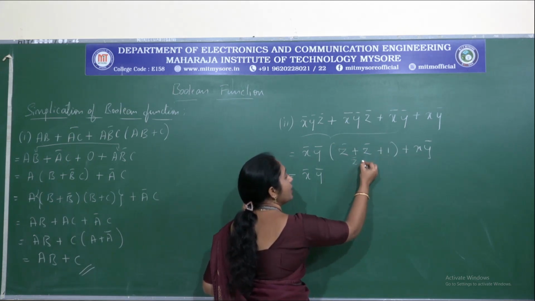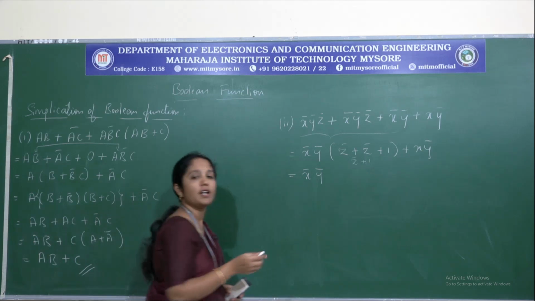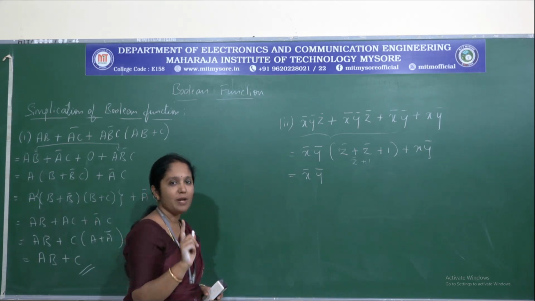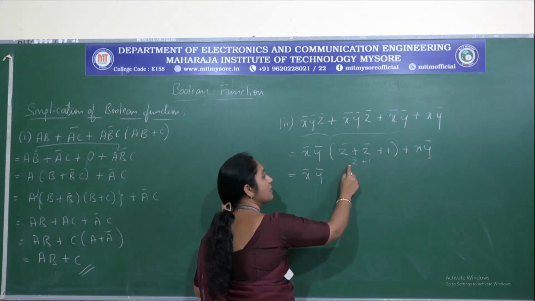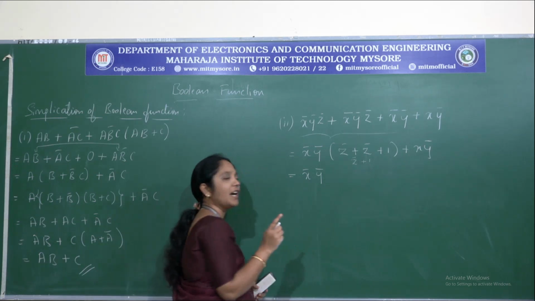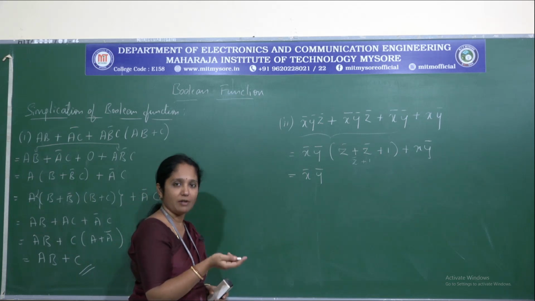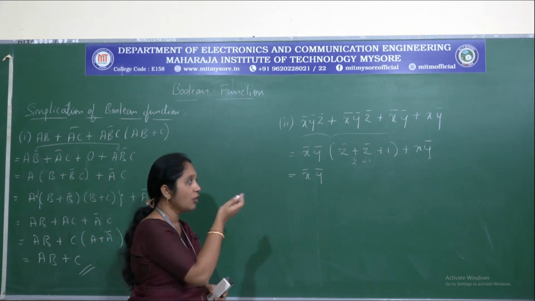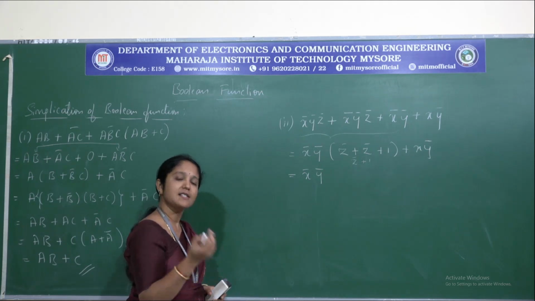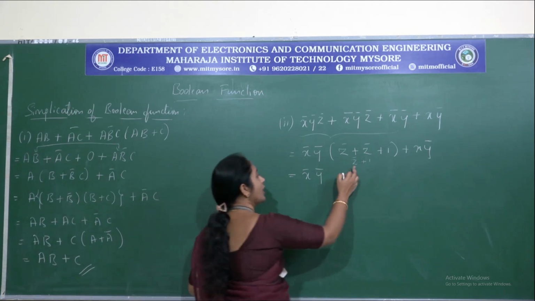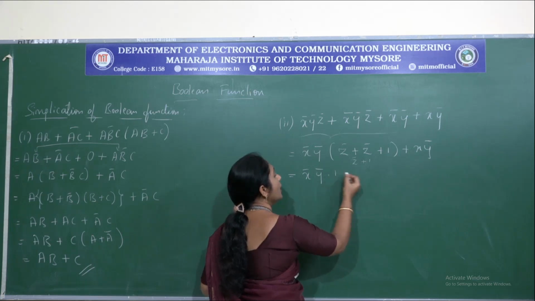Okay. Again here we have z bar plus 1. We know that any variable plus 1 will be 1 because this is an OR operation. Whatever the value of z bar, we get 0 or 1, or 1 or 1. So the possible values for this expression are 0 or 1, or 1 or 1. In both cases the result is 1. Therefore, any variable plus 1 is nothing but 1.